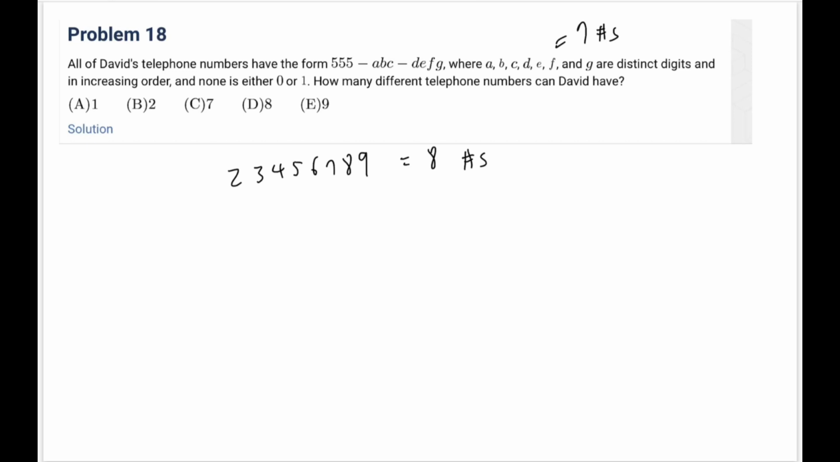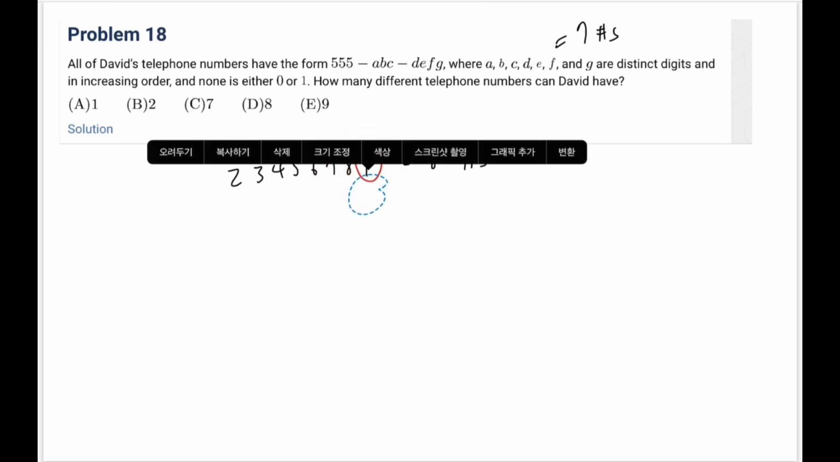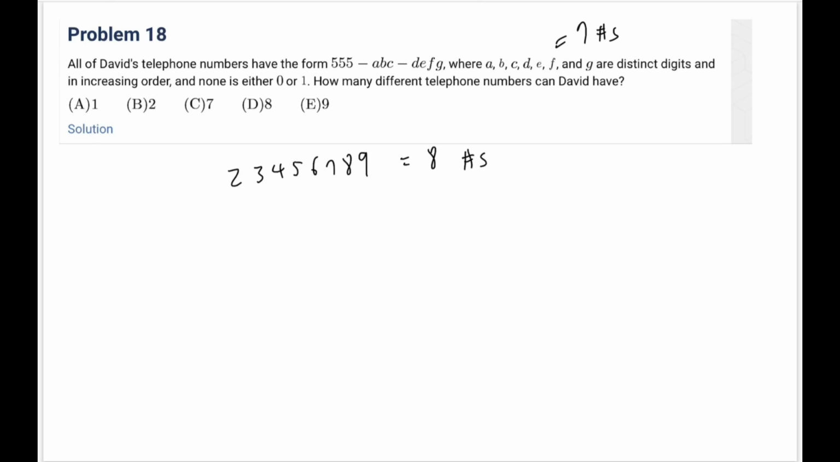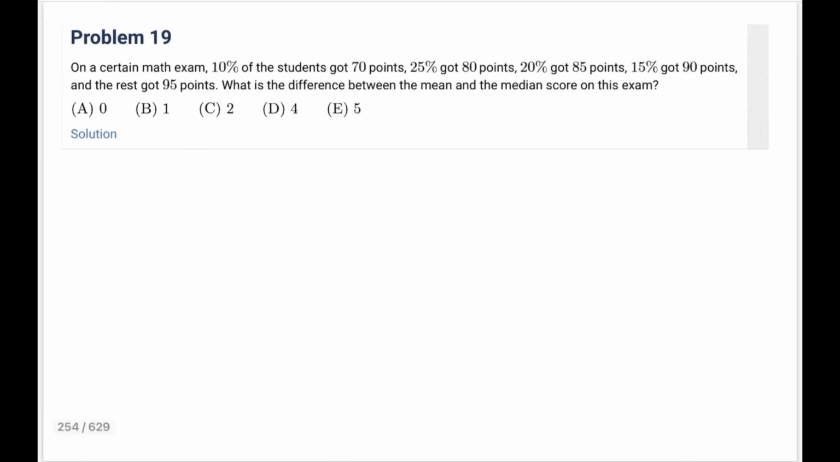And so what we have to do here is take out one number, and then the others would be A, B, C, D, E, F, G in that order, right? Because they have to be in increasing order. And so we could take out 2 or 3 or 4, 5, 6, 7, 8, or 9. So there are eight choices to take out from. So we have 8 possible numbers. So the answer is 8. It's D.